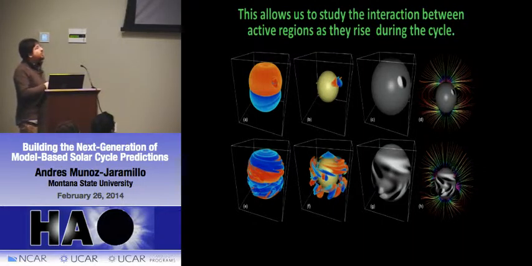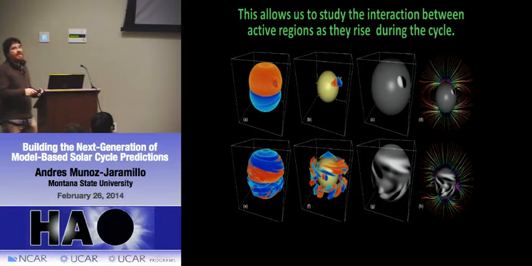Here are toroidal, poloidal field. This is a three-dimensional contour plot of the poloidal field. This is a three-dimensional contour plot of the toroidal field. Here is the surface magnetogram associated with that simulation. And here is a coronal field extrapolation.